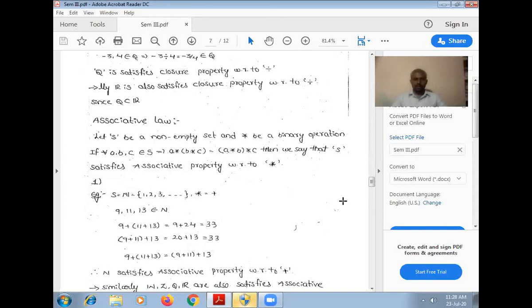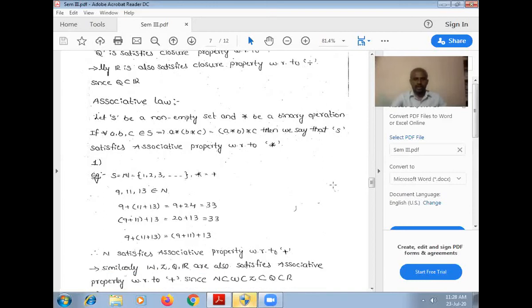So here the left side value and right side value are both equal. So 9 plus of 11 plus 13 equals 9 plus 11 of plus 13. So it satisfies the associative law. So N satisfies the associative property with respect to plus. Similarly W, Z, Q are also satisfied with the associative property with respect to plus, because N is a subset of W, W subset of Z, Z subset of Q, Q subset of R.